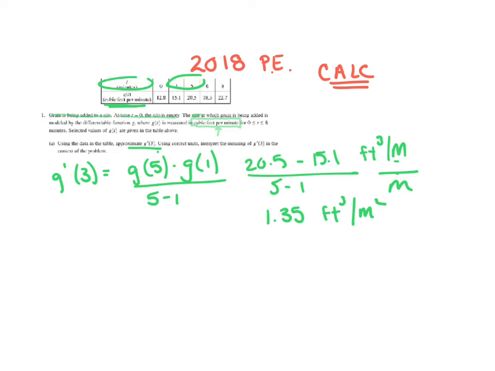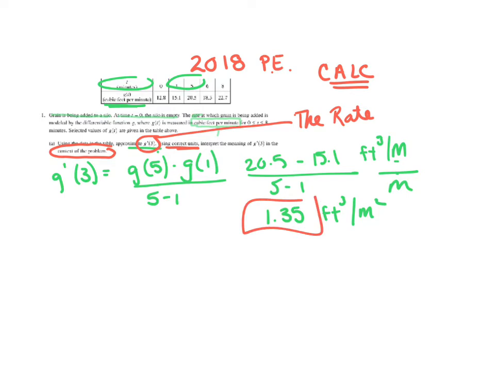Now, of course, they're going to ask you this question. Using correct units, explain g prime of 3 in the context of the problem. So I'll talk a few things out. I took a derivative, so I'm probably going to start my sentence with the words, the rate. My answer was positive, so at some point I'll probably talk about increasing. And don't forget to talk about what the problem is about. So I'm going to go ahead and type mine out, and then you can compare.